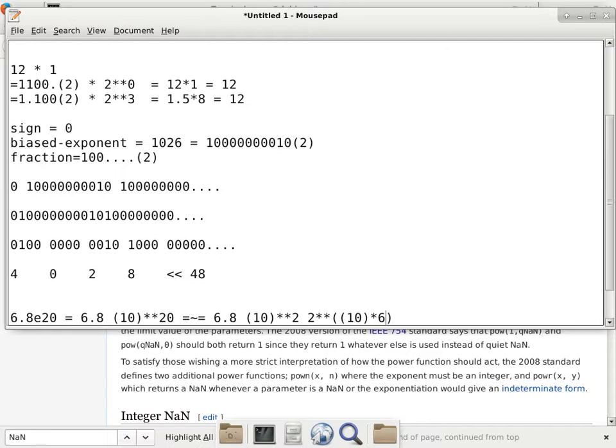Okay, let me not skip that one step because I think some people are not getting that part. 18. Is that okay? I just broke up 10 to the power of 20 into 10 to the power of 2 times 10 to the power of 18. Is that part okay? All right.